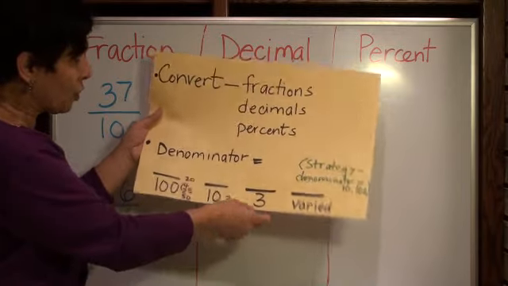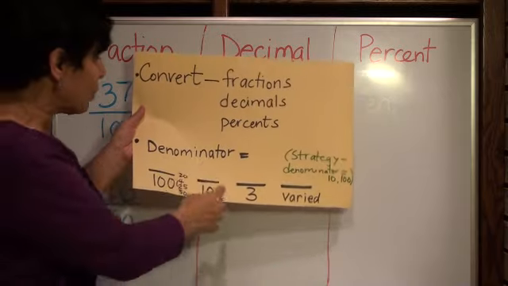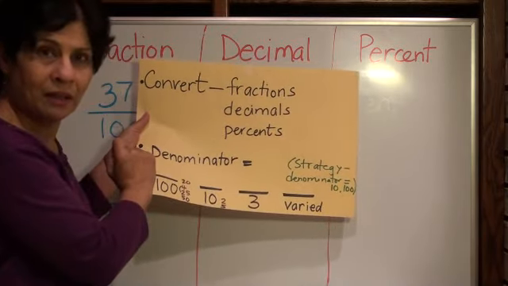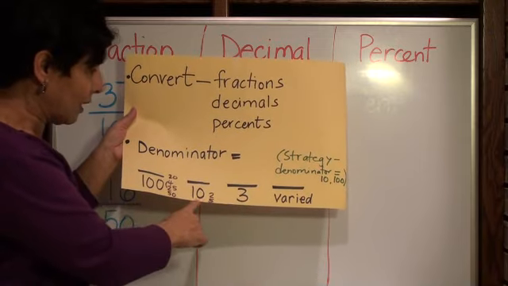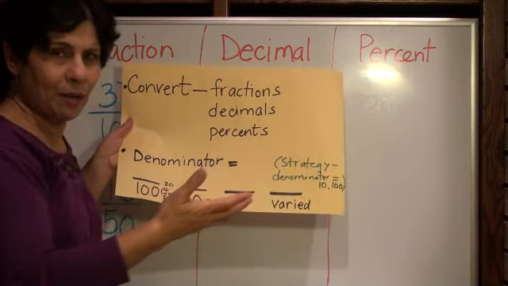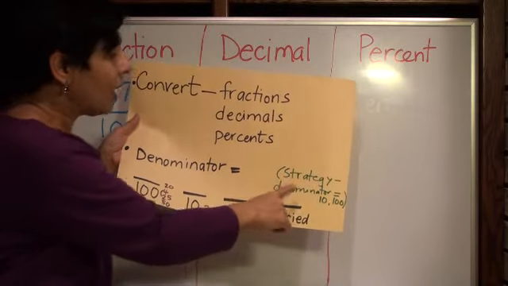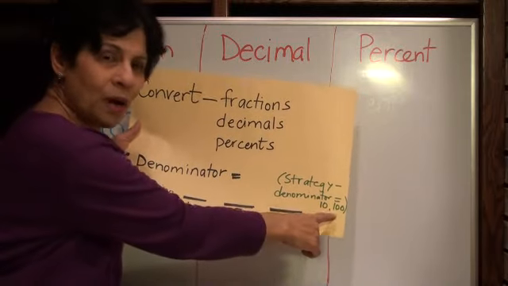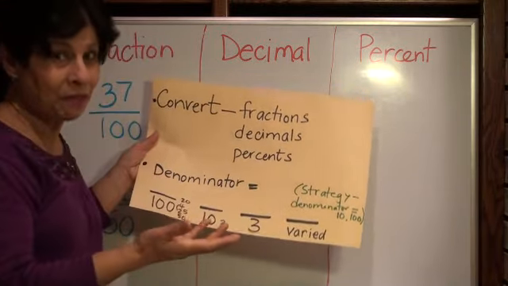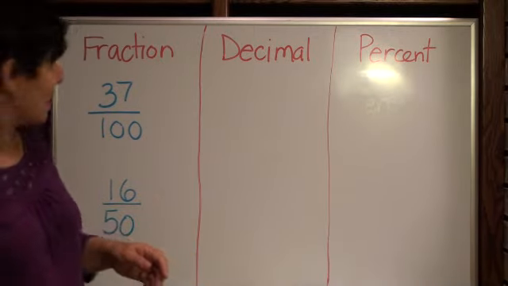So here's what we're going to do. It really doesn't make too much of a difference what the numerator is. What we have to concentrate on is the denominator. We'll go with some denominators like 100, 10, 3, and just different numbers. And a strategy is going to be to change the denominator either to a 10 if the number is less than 10, or change it to 100 if it's less than 100. Okay, so let's give ourselves some problems here.